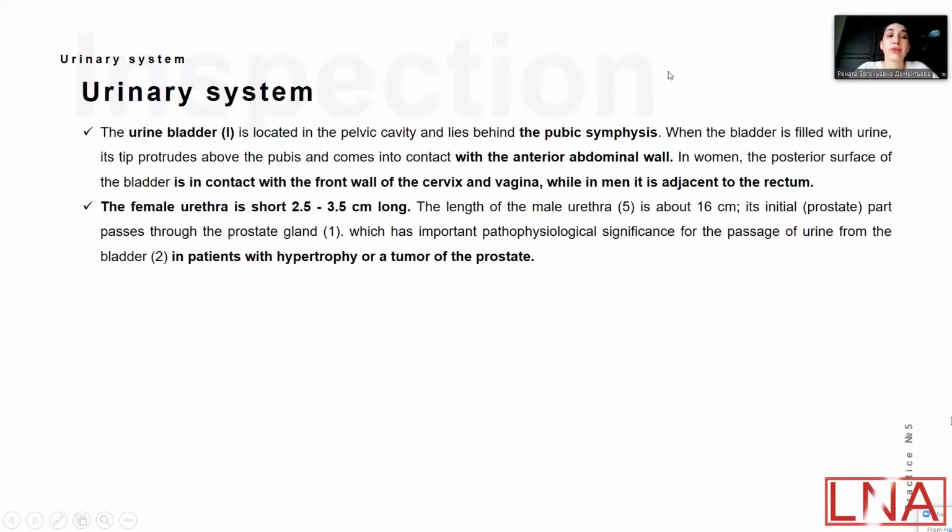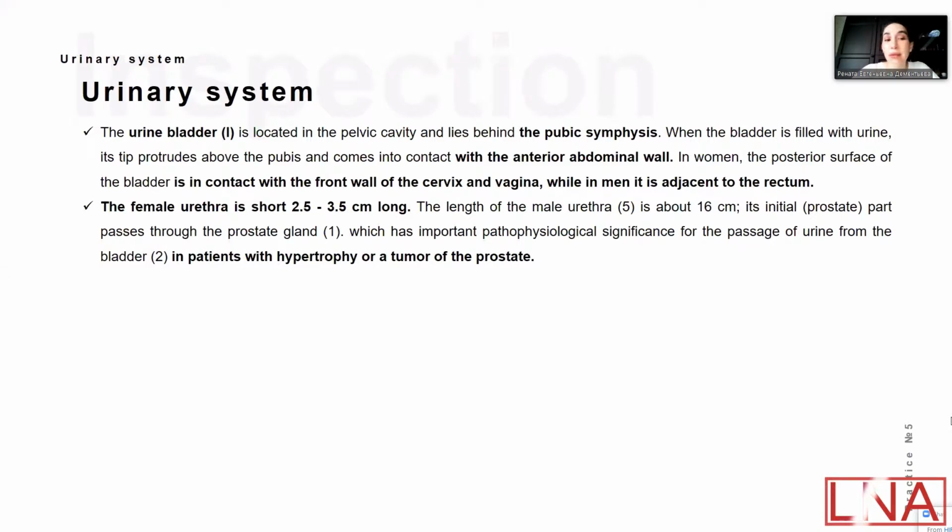The next part of the urinary tract, the urinary bladder, is located in the pelvic cavity and lies behind the pubic symphysis, in men and in women. When the bladder is filled with urine, its tip, its upper part, protrudes above the pubis and comes into contact with the anterior abdominal wall. In women, the posterior surface of the bladder is in close contact with the front wall of the cervix and vagina, while in men it's adjacent to the rectum.